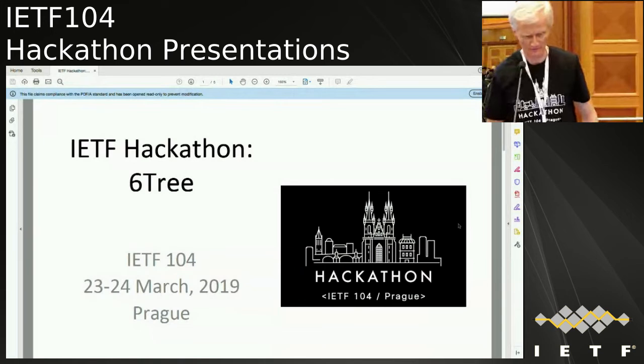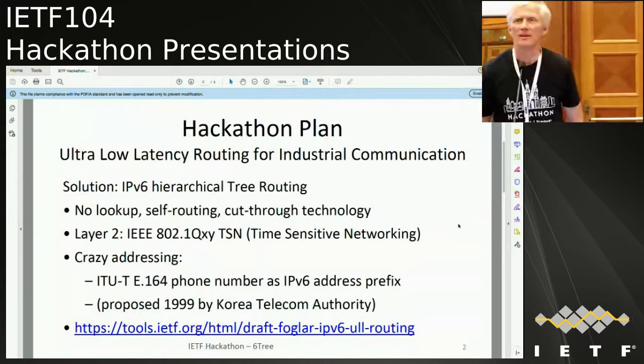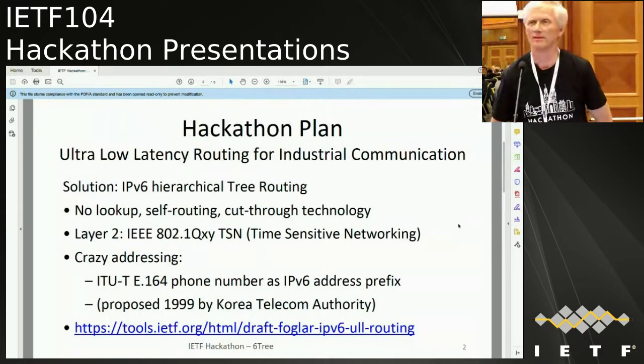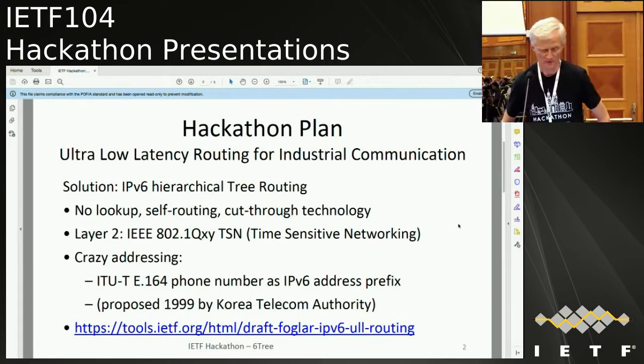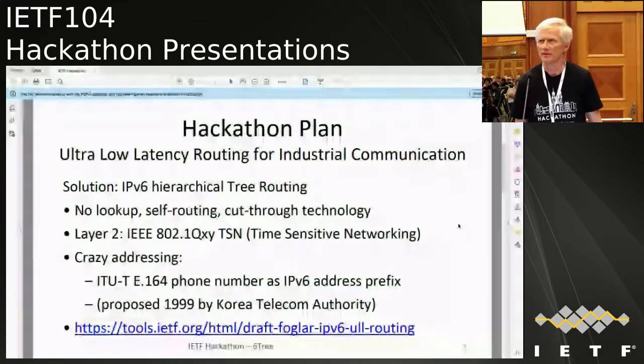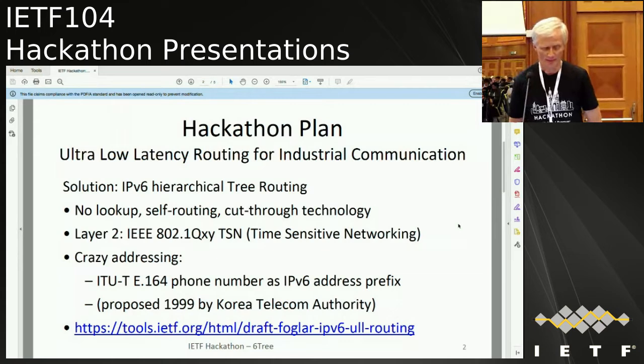Hello, good afternoon. My name is Andreas Vogler. I'll tell you about our 6tree project. The intention is to have a very low latency routing protocol, coming out of research projects, in the microsecond range, to support TSN, time-sensitive networking, on layer 2. And so what we did is cut everything to get it very fast. So no lookup, no prefix match, just self-routing: take data out of the header and use it for routing. And of course also cut-through technology, so the packet is forwarded before being completely stored. Just everything to keep it very fast.